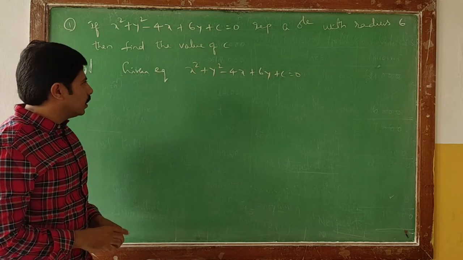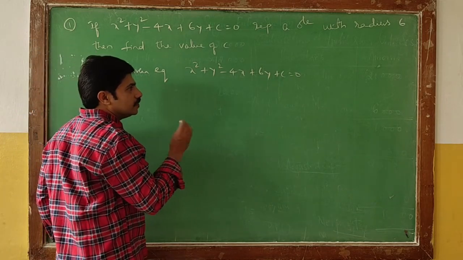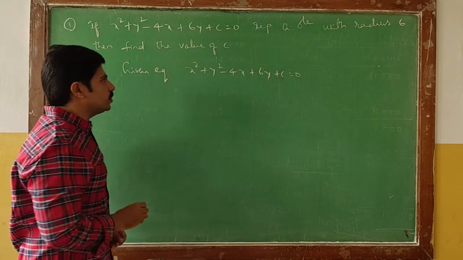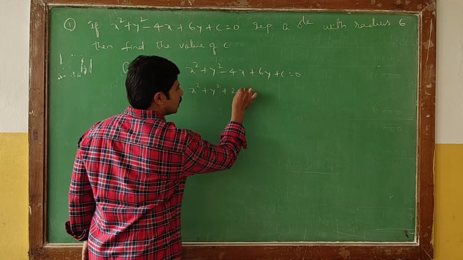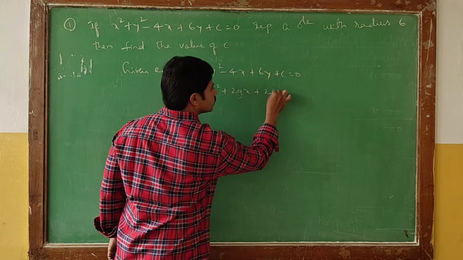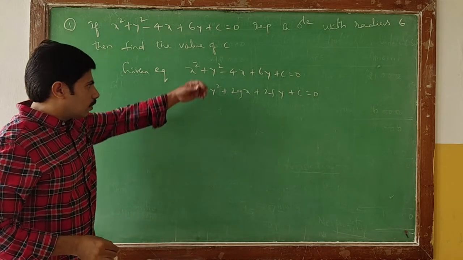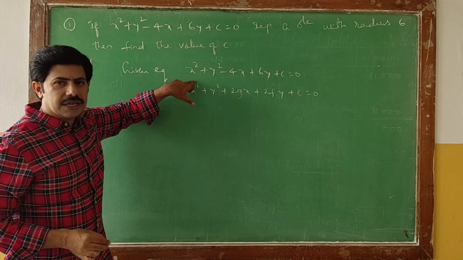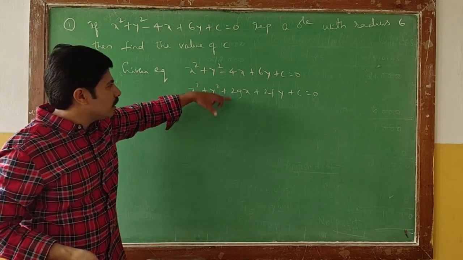Now from this, we find out the values of g and f. How to find the values of g and f? We consider a general equation, x squared plus y squared plus 2gx plus 2fy plus c is equal to 0. Now we compare these two. This is the given equation of the circle and this is the general equation of the circle.